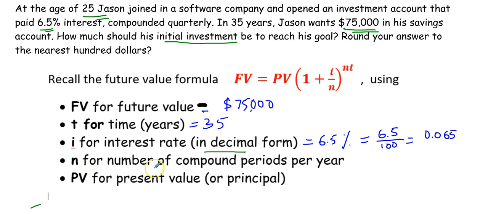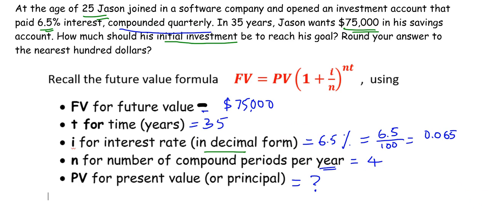And for the number of compounded periods per year, here it is compounded quarterly. So in 1 year, how many quarters are there? We know that 4 quarters will make one whole, right? Likewise, in 1 year, we have 4 quarters. When it is compounded quarterly, the number of compounded periods is equal to 4. And PV is the present value. That is the question mark. We are looking for the present value.